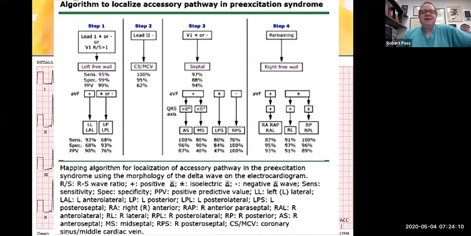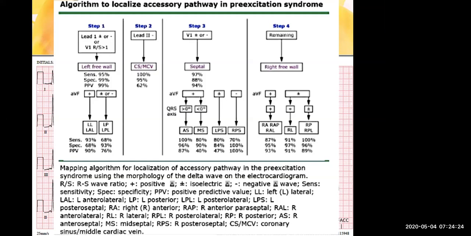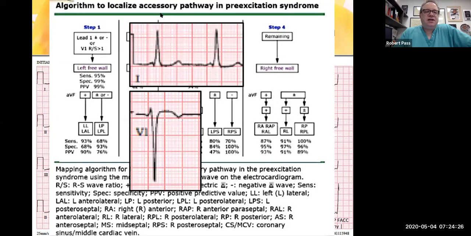Okay, so this is the Arruda algorithm that Dr. Lawalia referenced, and it's very simple. Let's look at this EKG that Dr. Flanagan has given to us. First, in step 1, we look at lead 1 to see if the delta wave is isoelectric or negative, or if in V1, R is greater than S.